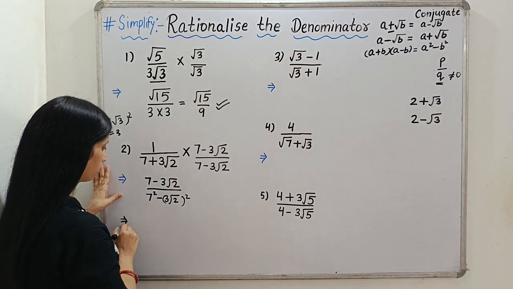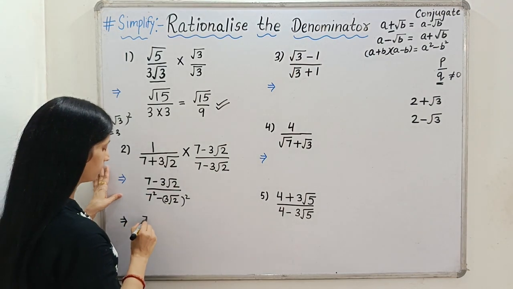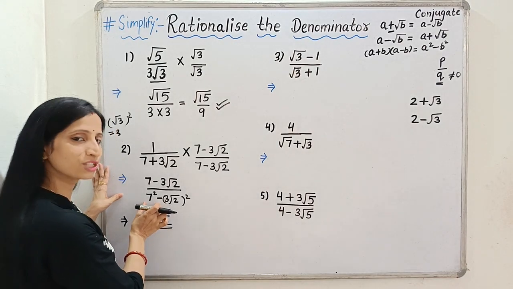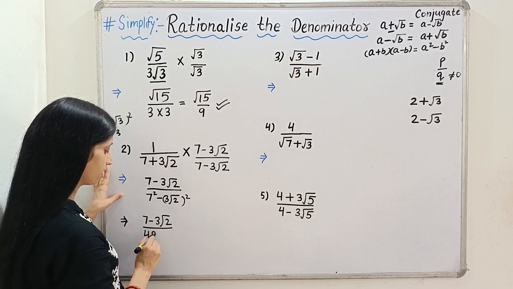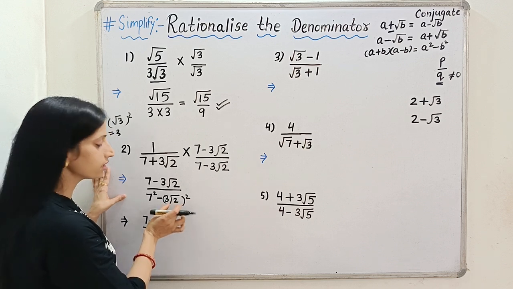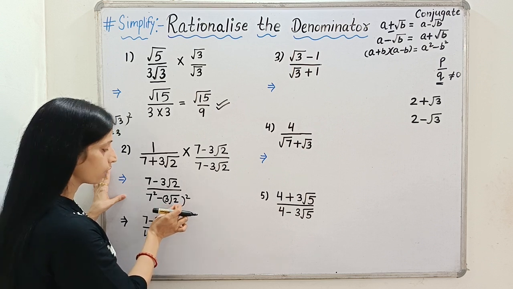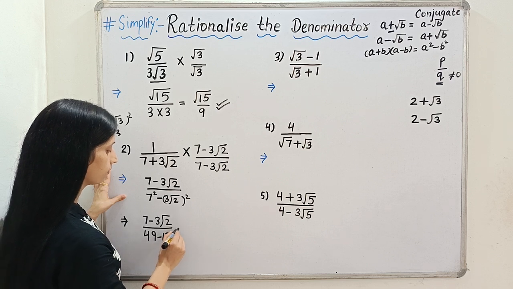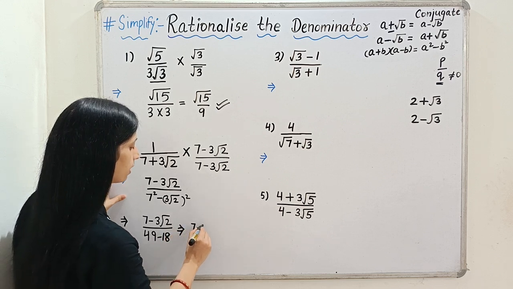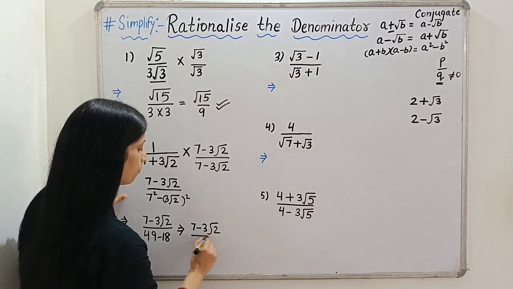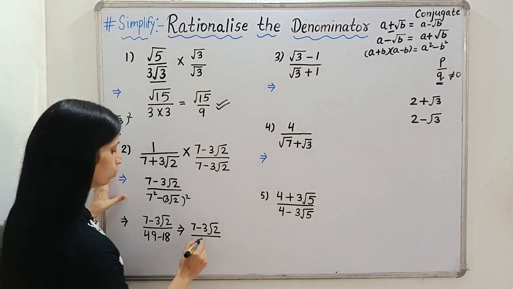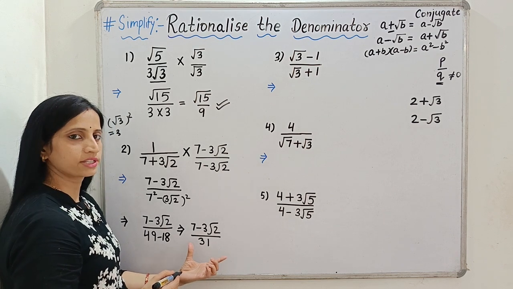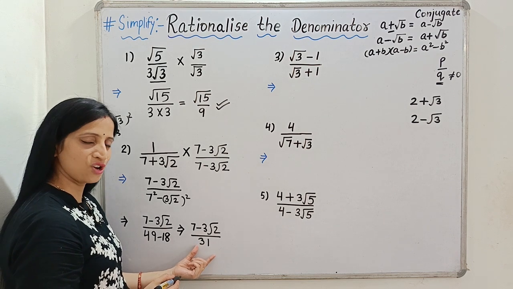Let's further solve it. The numerator will remain the same, 7 minus 3 root 2, and in the denominator, what will be the square of 7? 49 minus the square of this. Square of 3 will be 9, and square of root 2 will be 2. So 9 multiplied by 2 is 18. So what will be our answer? 7 minus 3 root 2 upon 49 minus 18. So we are left with 31. This will be our answer after rationalizing the denominator.